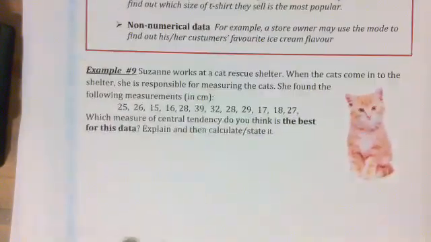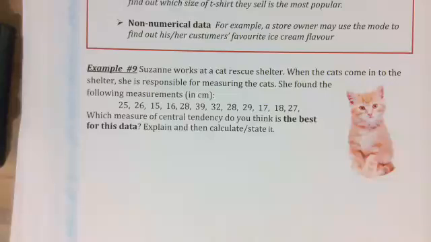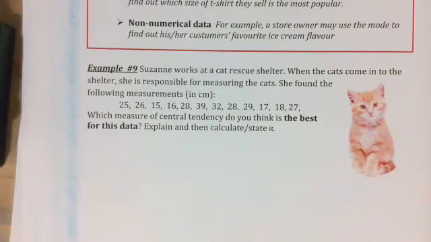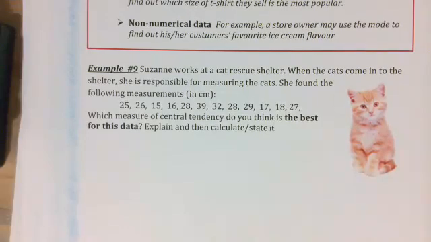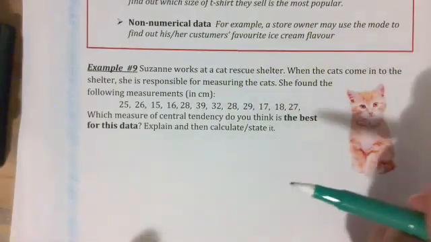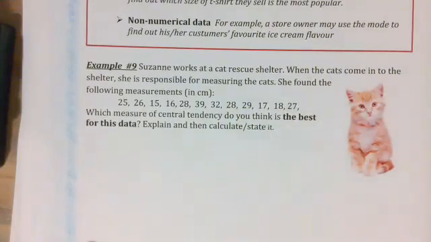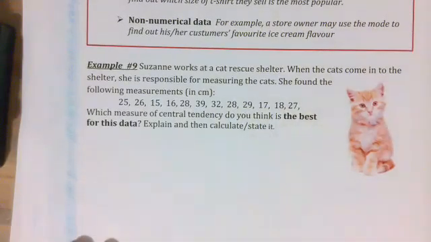Here's an example. Suzanne works at a cat rescue shelter. When the cats come into the shelter, she is responsible for measuring the cats. She found the following measurements in centimeters: 25, 26, 15, 16, 28, and so forth. The question is, which measure of central tendency do you think is the best for this data? Explain and then calculate it or state it, because sometimes you don't need to calculate it, like the mode, you just have to find it and state it.